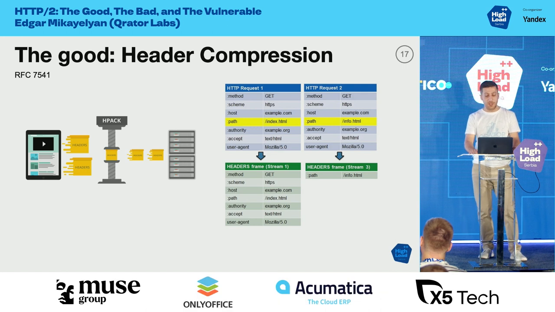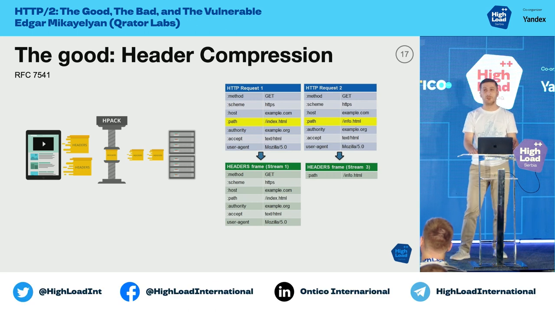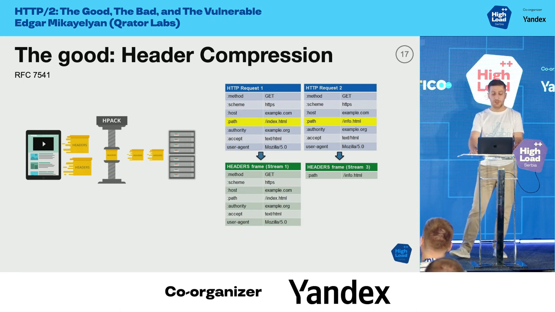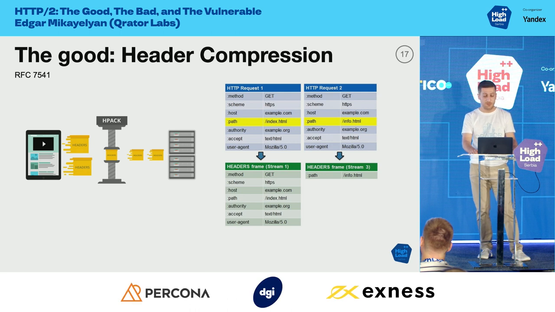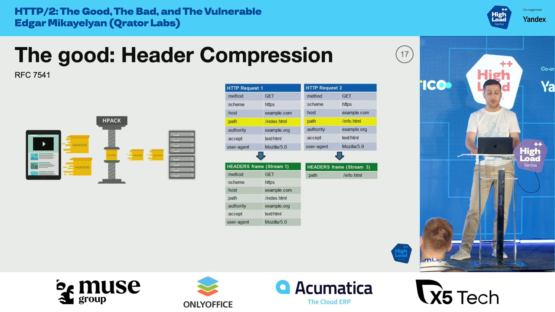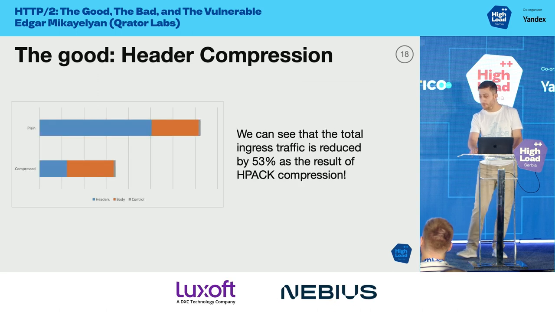7541. HPACK keeps a table of the headers on the client and server. Then when the second and subsequent headers are sent across, they just reference the header number in the header table. For this, it uses two different tables: a static dictionary, a predefined dictionary of commonly used header fields, some with predefined values, and a dynamic dictionary, a list of actual headers that were encountered during the connection.